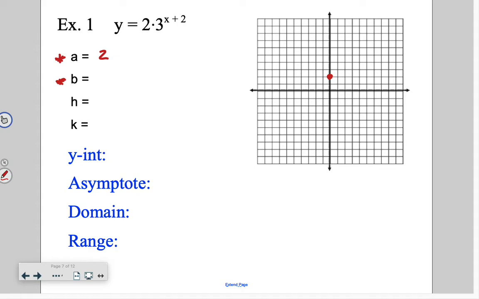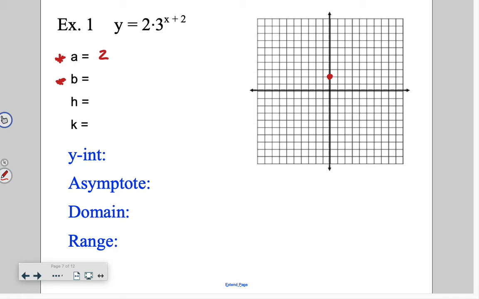Remember, by the way, when we did all the shifts and stretches before, there was one point that I wanted you to label every time. If it was a parabola, it was the vertex. If it was an absolute value, it was the vertex of the V. I always said there's one point I want you to label. That's the point that we're going to shift to the new spot.